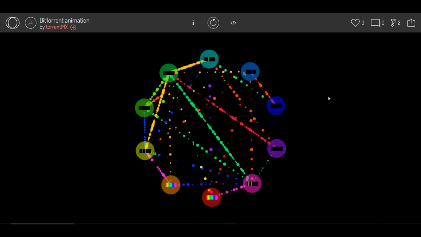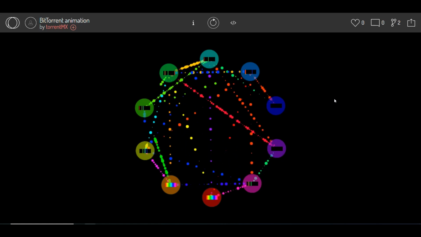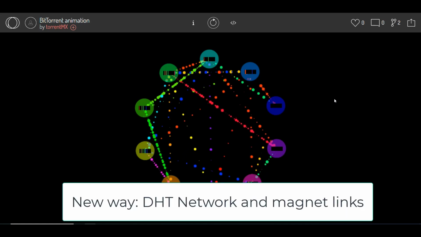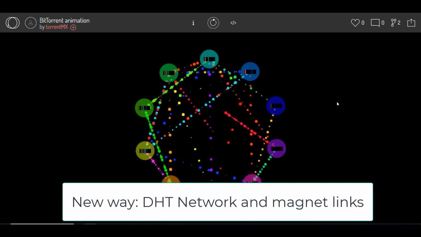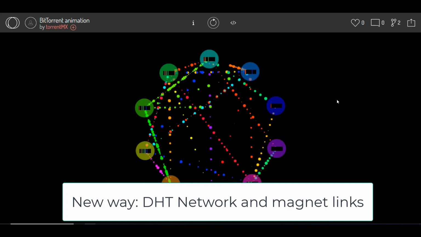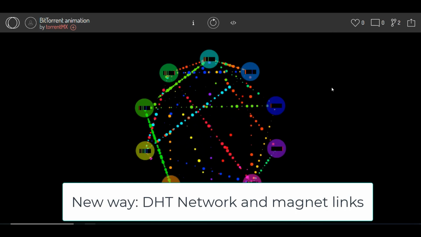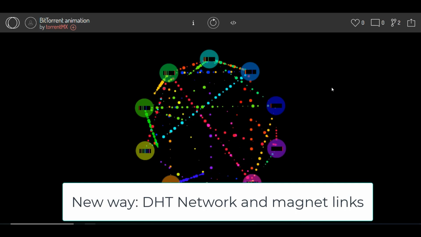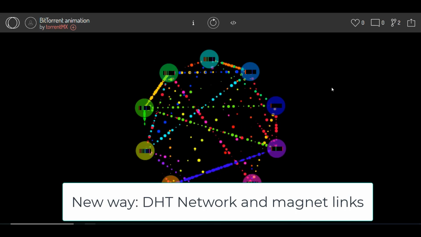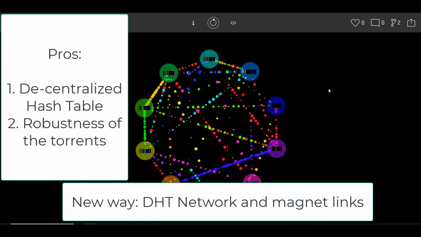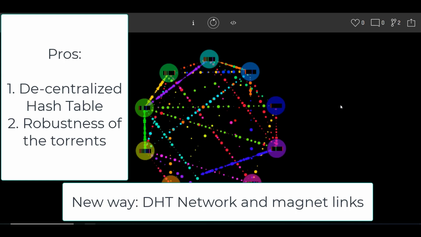So when this started happening, you remember that we started seeing a shift from torrents to magnet links. And this is the evolution of the peer-to-peer network, where they came up with what is called a distributed hash table. So that table of peers that used to be in one server is now distributed across the network of BitTorrent. So you don't rely on one specific website or tracker to get access to your torrents.